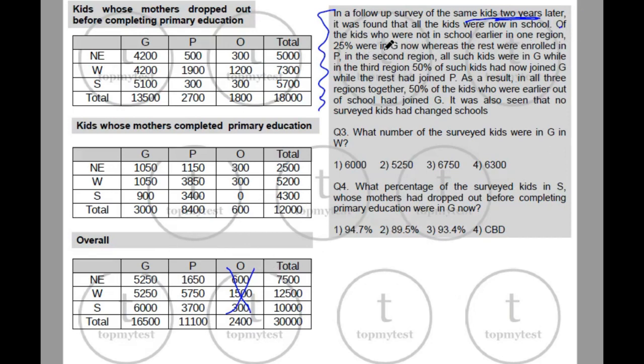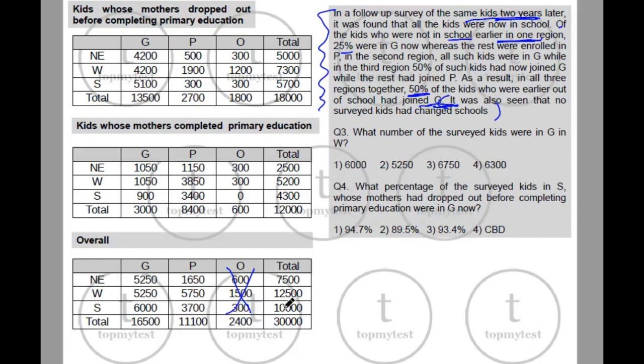Of the kids who were not in school earlier in one region, 25% were now in G, while the rest were in P. In the second region, all kids were in G, while in the third region, 50% of the kids were now in G and the rest were in P. As a result, in all three regions together, 50% of the kids who were earlier out of school had joined G. It was also seen that no surveyed kids had changed schools.